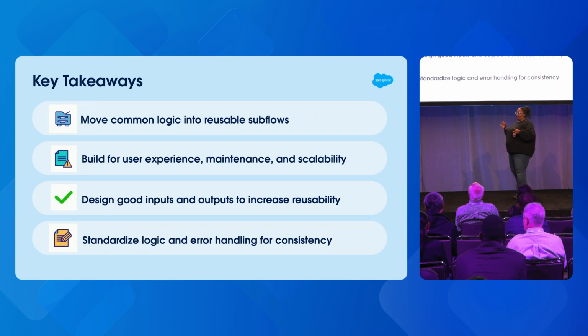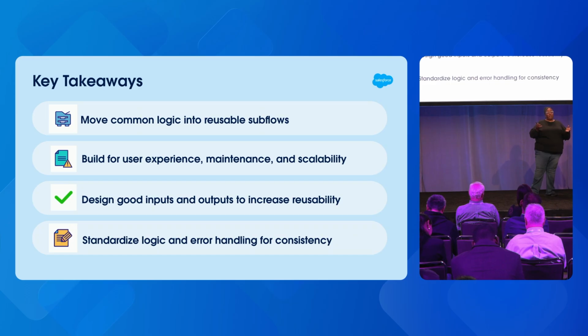So let's go through a few key takeaways. Move common logic into subflows. That's it. Go through your flows, go through your inventory, see where you're finding commonality. If anyone is asked for updates and you find yourself updating three or four flows, start to see where those patterns are, see where the commonality is and where you can move that out to a subflow.